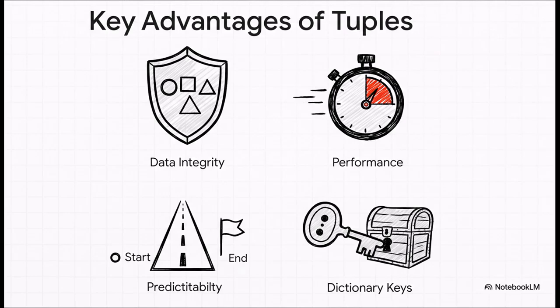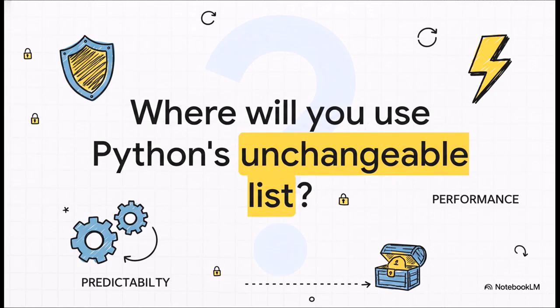And finally, they have a superpower. Because they're immutable, you can use them as keys in a dictionary, something a list can never do. So I'll leave you with this thought. Now that you understand the unique power of Python's unchangeable list, where are you going to use it in your next project?